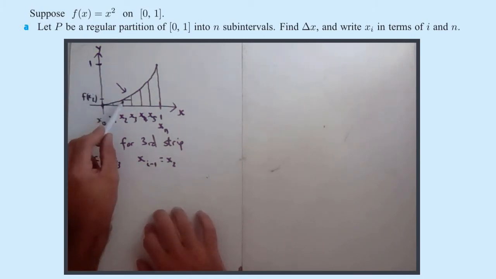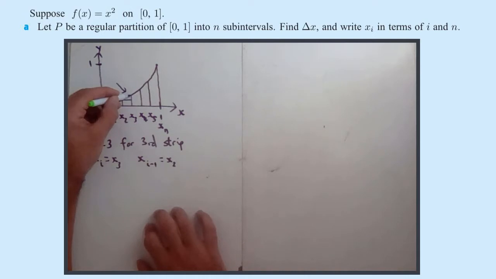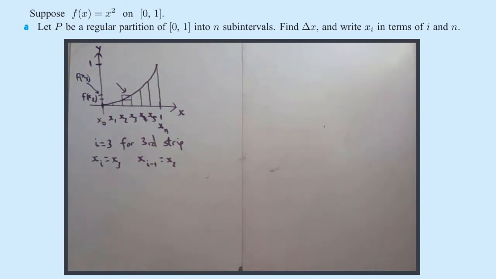If we used it for this strip, we would clearly be getting an underestimate of the actual area of that strip. If we used f of x2 for the second strip, then we would be using an overestimate. And in the same way, if we used f of x3 for the third strip, which is here, that's f of x3, then we will be getting an overestimate because we just used the area of the rectangles. So back to the actual question, what is delta x?